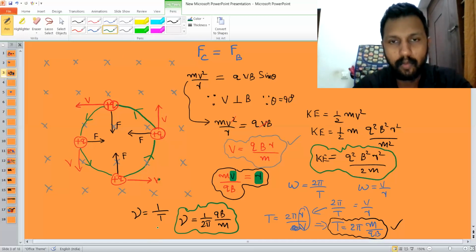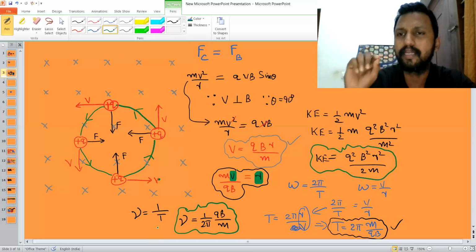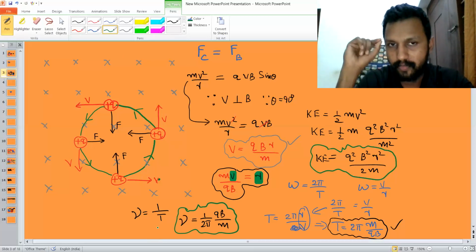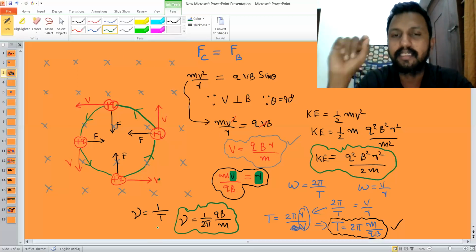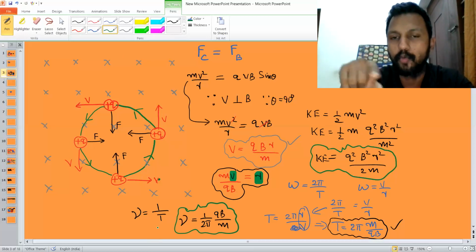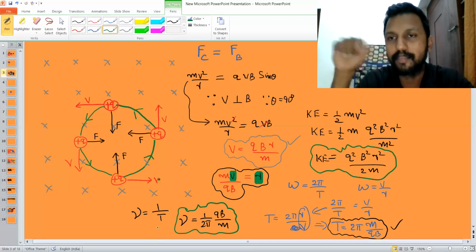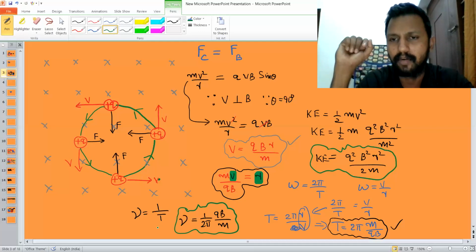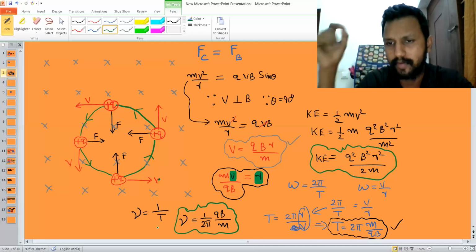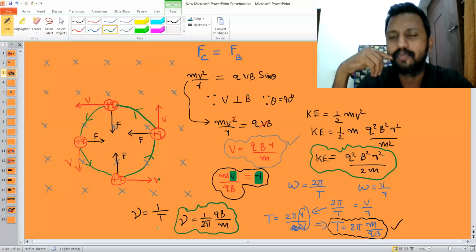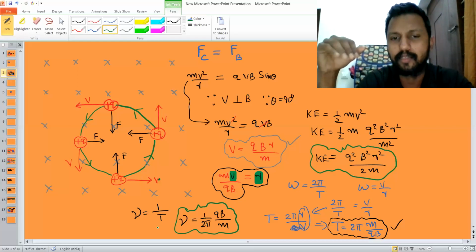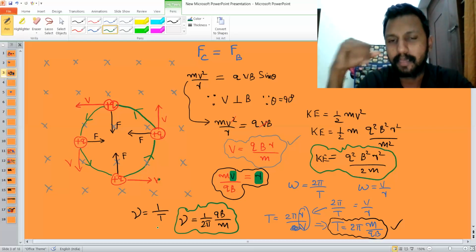Now, so far, what did we learn? We have learned that a charged particle moving in a perpendicular magnetic field will execute a rotational motion. The instantaneous velocity it will have is qBr by m. The radius of the circular path will be mv by qB. The kinetic energy obtained by the charged particle will be q square B square r square divided by 2m. The time period of revolution will be T is equal to 2 pi m by qB, and ultimately the frequency will be 1 by 2 pi into qB by m.